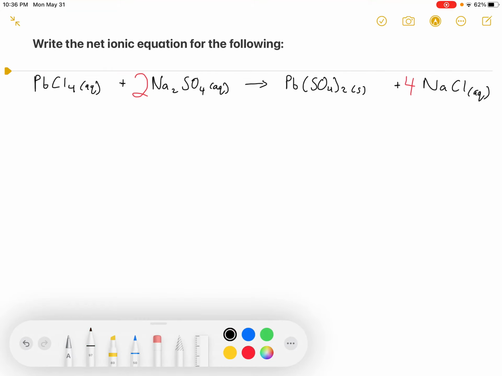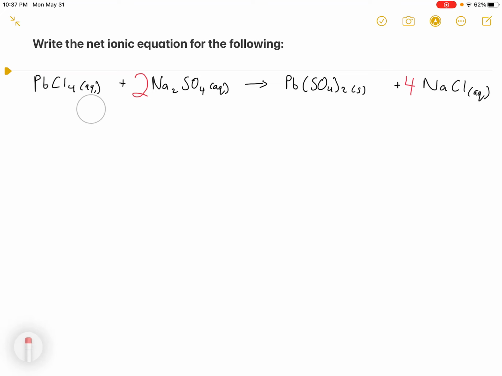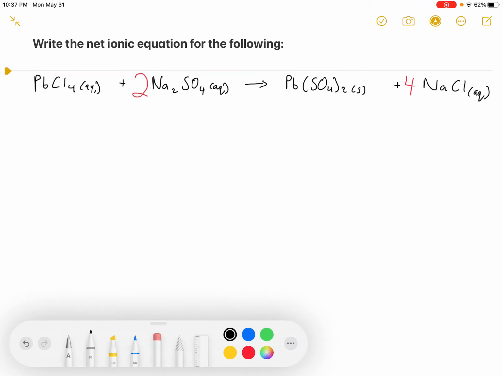Now our second step is to create a total ionic equation by breaking the aqueous compounds down into their ions. So note when it said aqueous, that means the AQ, aqueous. We will not break down the lead sulfate because it's a solid. So we'll just take it one compound at a time and write out the complete total ionic equation.